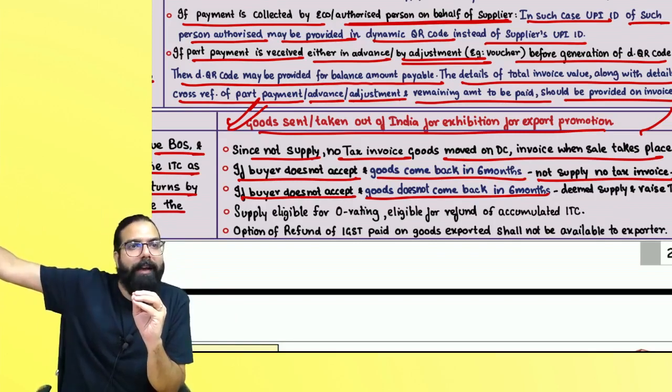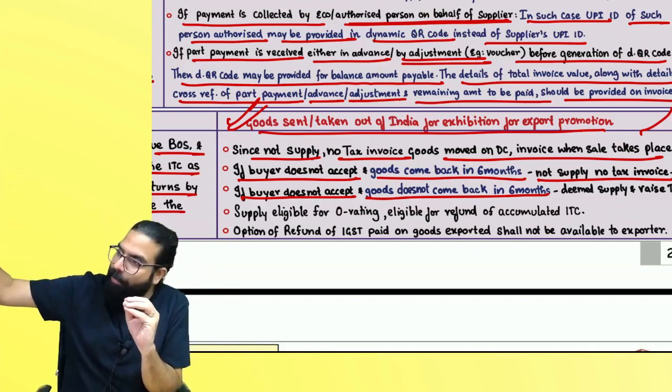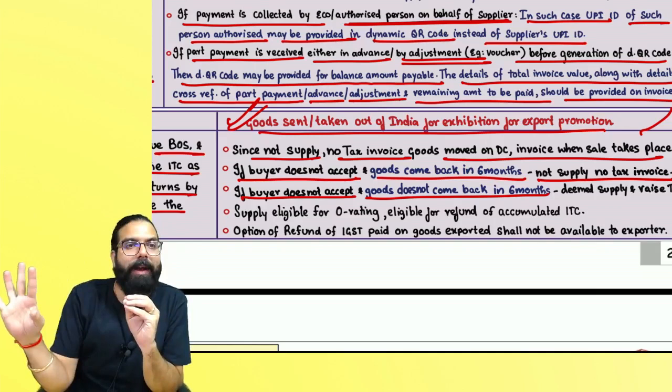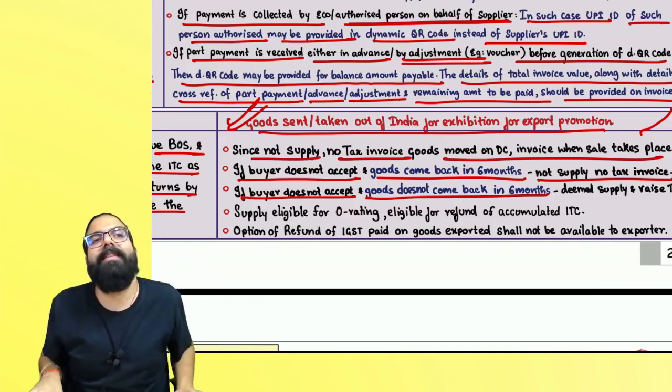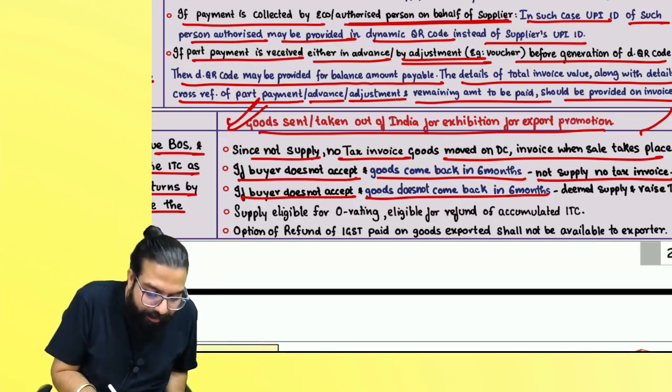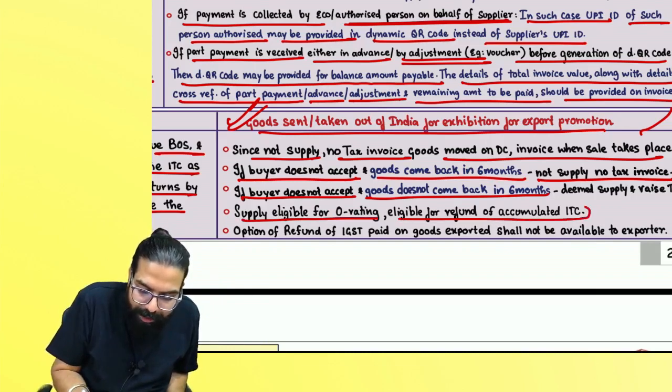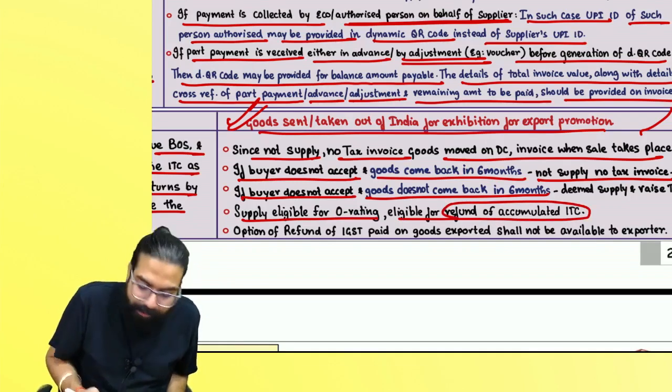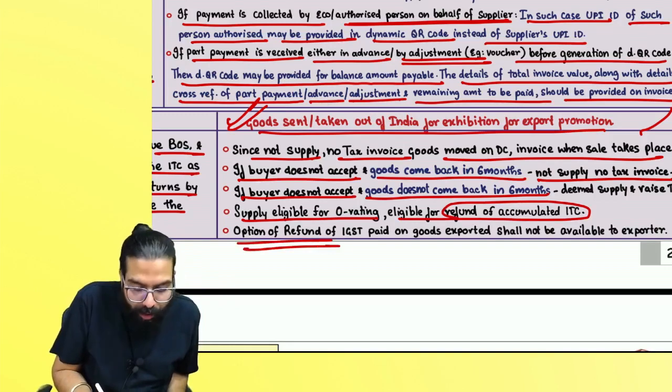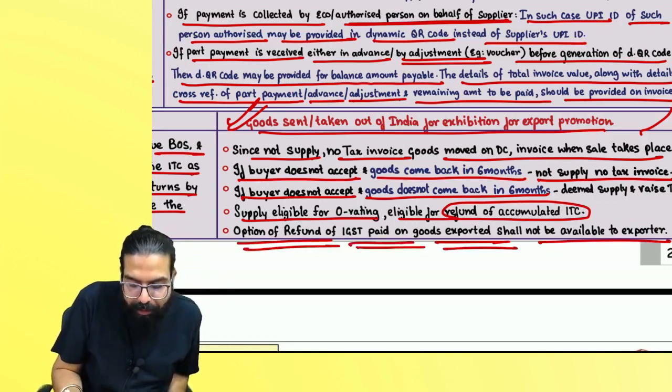When the sale happens, you'll raise a tax invoice. IGST is not required to be paid by you. Whatever ITC is there, a refund of ITC can be taken. So it says the supplier is eligible for zero rating. He will be eligible for refund of accumulated ITC. The option of refund of IGST paid on export shall not be available to the exporter.